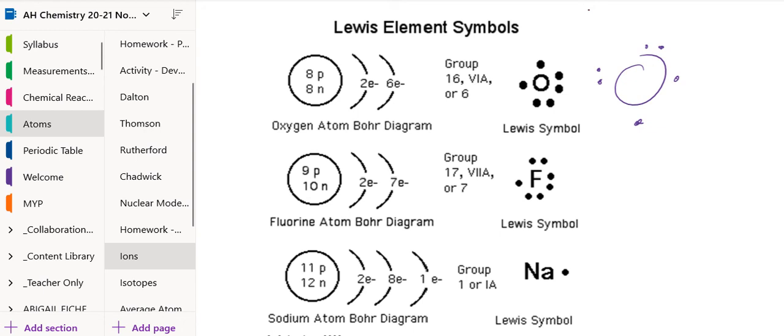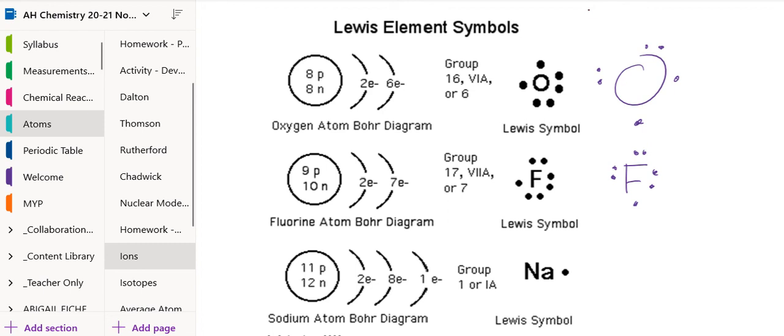What about fluorine? How many total electrons does fluorine have? Nine. How many valence electrons? Seven. So how many dots are we going to have? Seven. How many pairs of electrons should be on the Lewis structure? Three. Unpaired? One. Nine electrons total, but Lewis structures are just valence electrons.